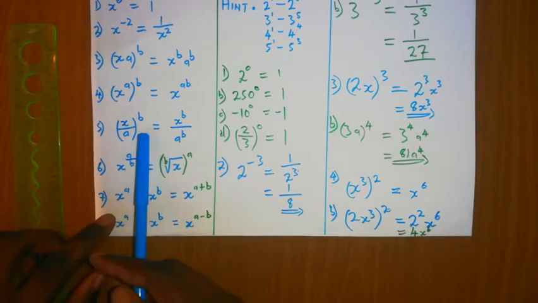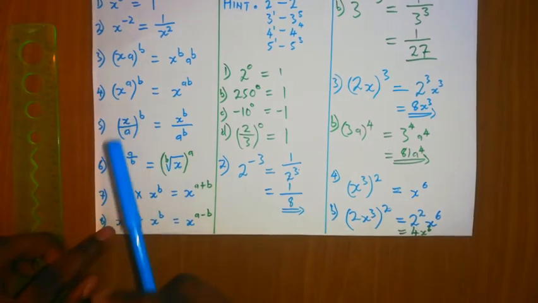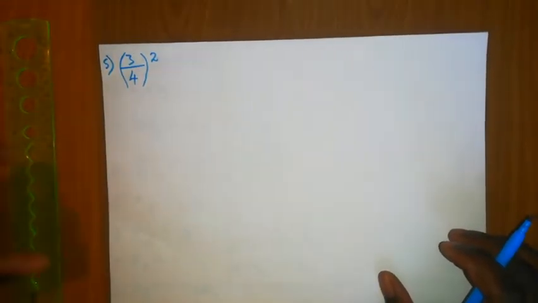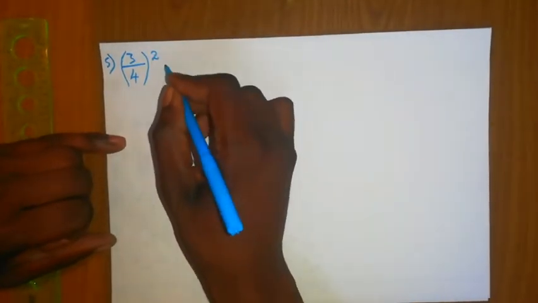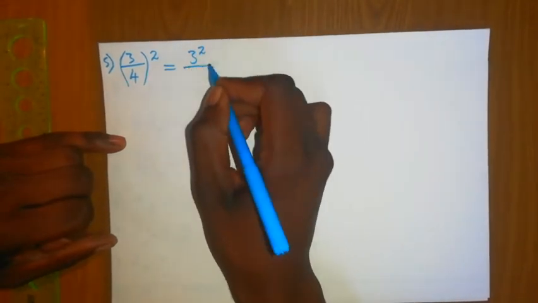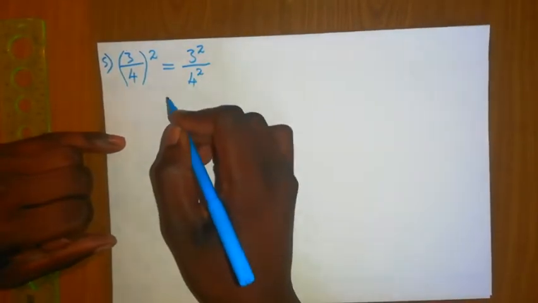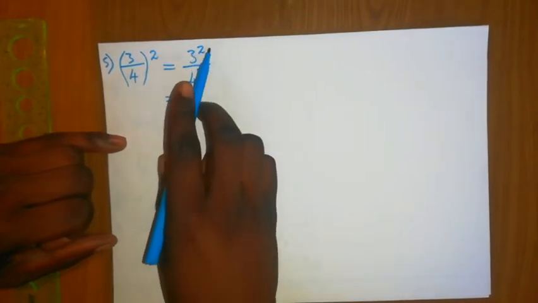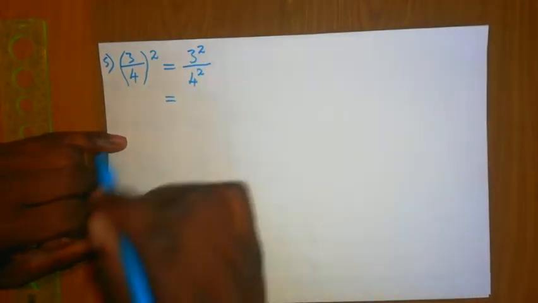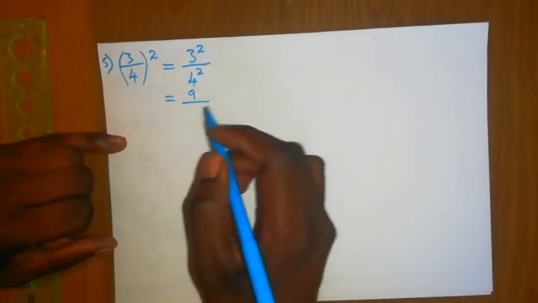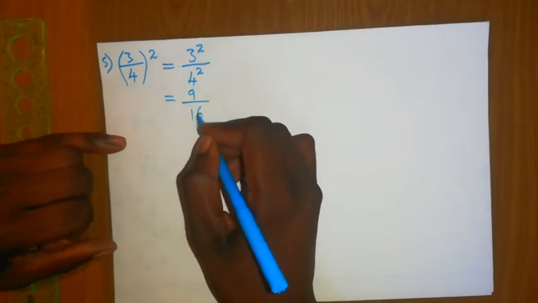There is our theory number 5, which says x over a to the power b. I'm going to apply that theory. Here's my example. It's equal to 3 to the power 2 over 4 to the power of 2. It's equal to 3 squared. This is not 3 times 2, but it's 3 times 3, for 2 times. So that's 9 over 4 squared, which is 16.